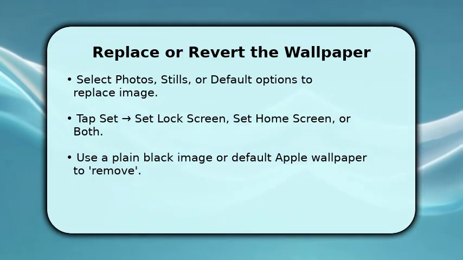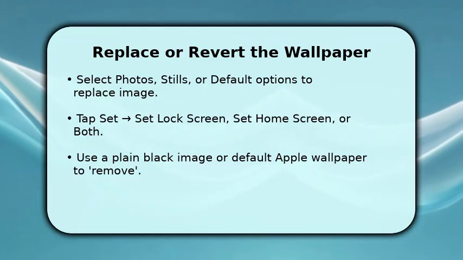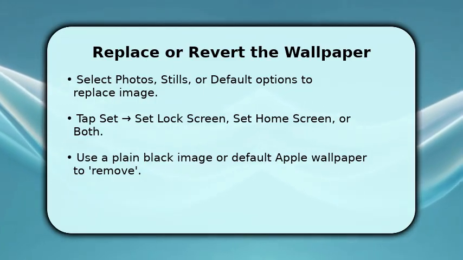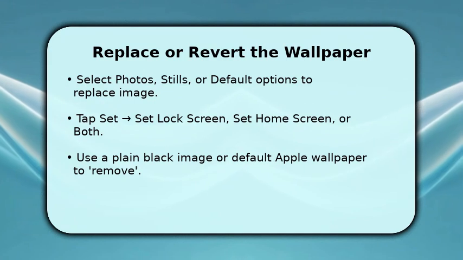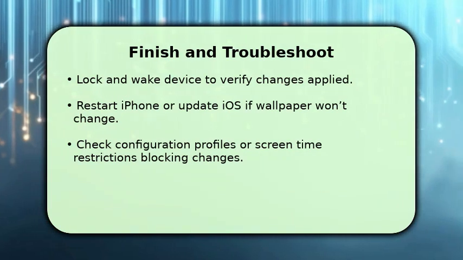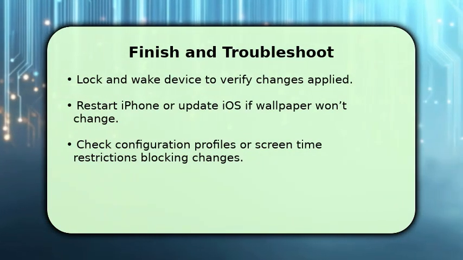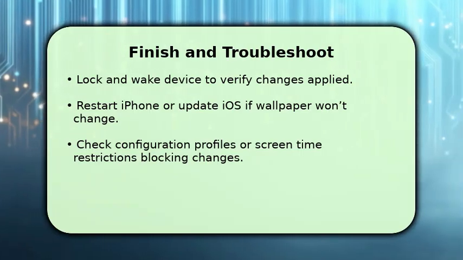If you need a true blank, use a solid black or white photo saved in Photos and set that image. It gives the clean, minimal look you want. You're finishing by verifying the new setting. Lock the XR, wake it, and check both lock and home screens.